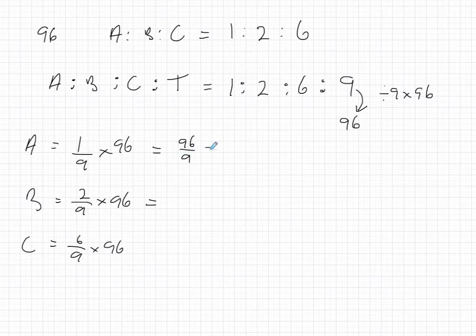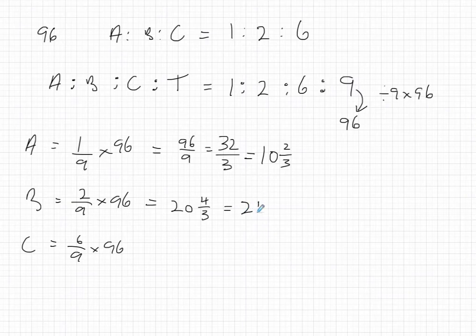In fact, 3 will cancel. 3 into 9 goes 3. 3 into 96 goes 32. So it's not too difficult. 3 into 3 goes 1. 3 into 2 won't go, so 10 and 2/3. Now, in fact, this one is going to be twice what that one is. So this is going to be 20 and 4/3, which is double 10 and 2/3. But of course we wouldn't write the answer like that, because that will be 21 and 1/3.